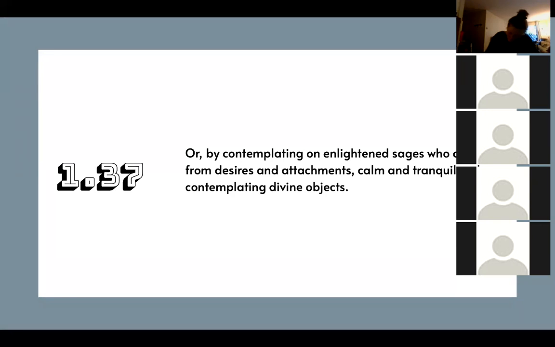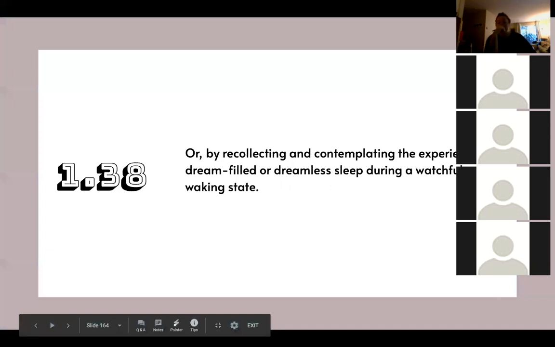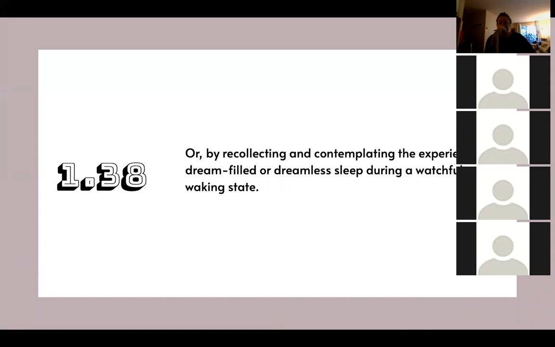Could be the Buddha, could be Mary Magdalene, whomever you see. If you know of a being that has qualities you want some of, like peace and compassion, you put your mind on them, right? Over and over again. Okay, if that doesn't work for you, you can contemplate the experiences in the dream state, right? Like lucid dreaming.